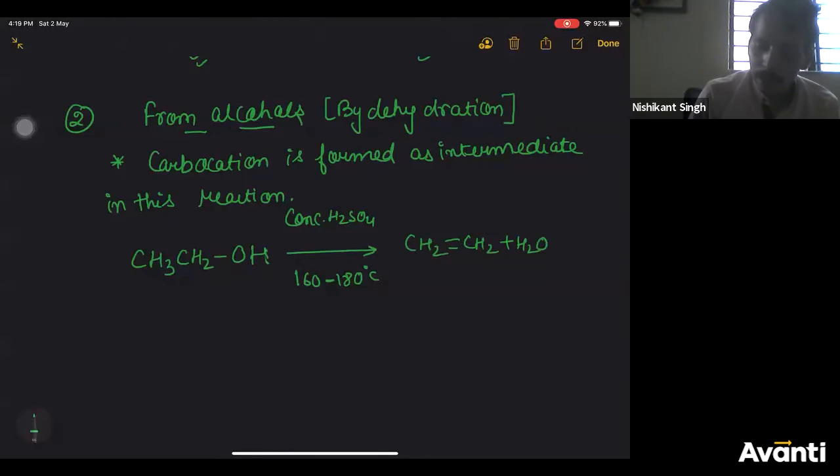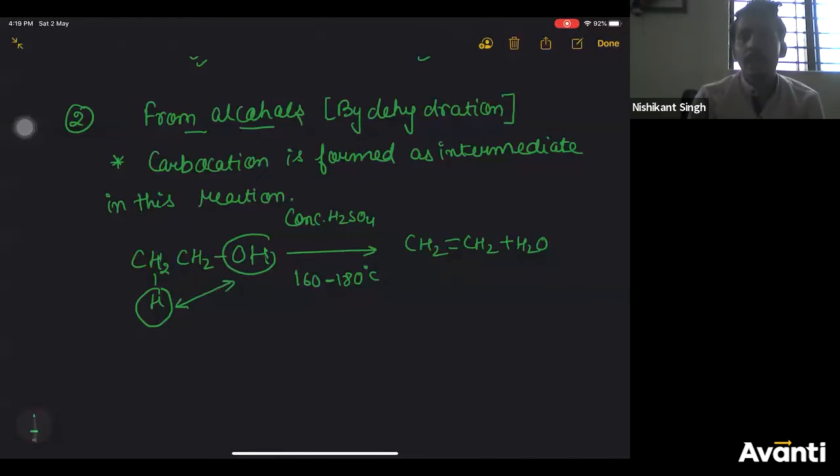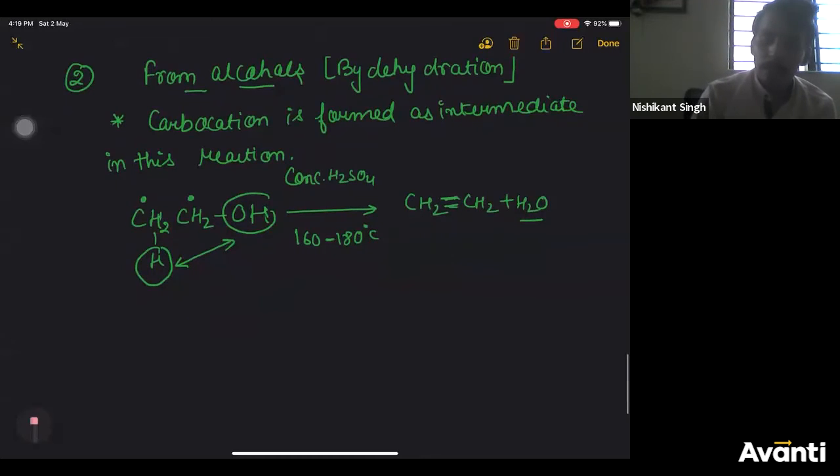So how does this reaction happen? From one carbon OH will be eliminated, from the other carbon H will be eliminated. So H2O is eliminated, H from one carbon, OH from the other carbon. One bond of this carbon is free, one bond of this carbon is free. They will form a bond with each other and you'll get an alkene. That is the general reaction. Let us go into the mechanism of this.